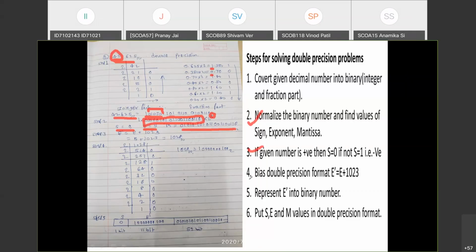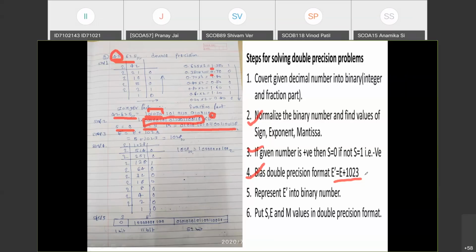Now the fourth step is the bias in double precision format, which I need to follow, that is E dash is equal to E plus 1023. Here in double precision format, the exponent uses the excess 1023 code for sign number representation. If you observe yesterday's lecture, in single precision, excess 127 is used. Here in double precision, excess 1023 code is used for the representation of the exponent.